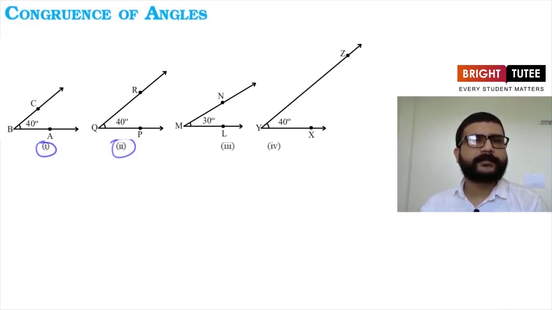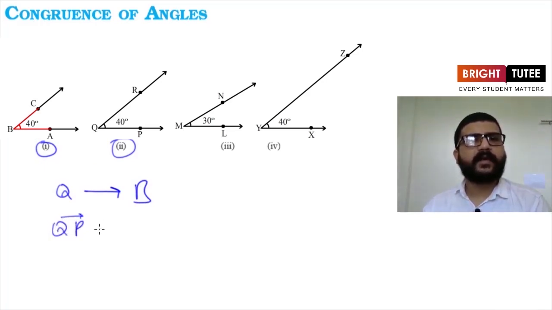So what we are going to do is place vertex Q over vertex B. And then we have to place ray QP over the ray BA. And then we have to check whether the direction of ray BC is the same as the direction of ray QR or not. If it is so, then it means these two angles are congruent, and it will be true in this case because both the angles are 40 degrees only.